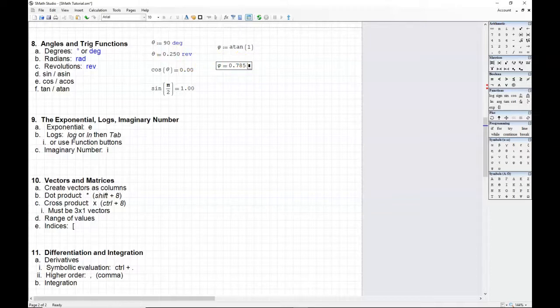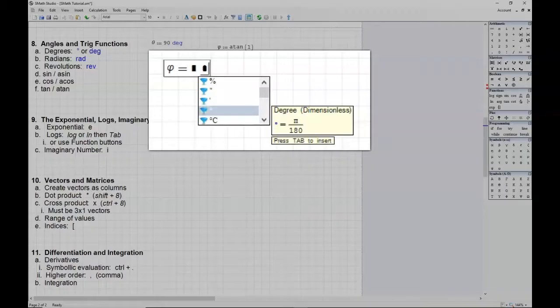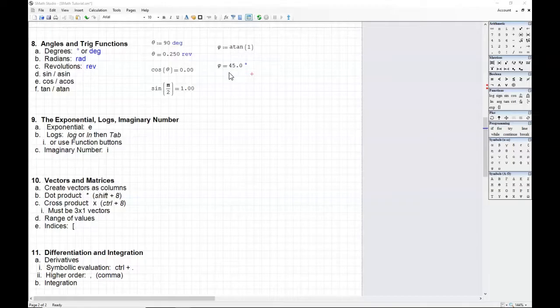So I'm going to press the single quote, and that brings up a handful of units and functions. But right at the top, we can see the degree symbol. So I can double click it and it will enter, or if I single click it, it says press tab to insert. And we see the inverse tangent of 1 is indeed 45 degrees.